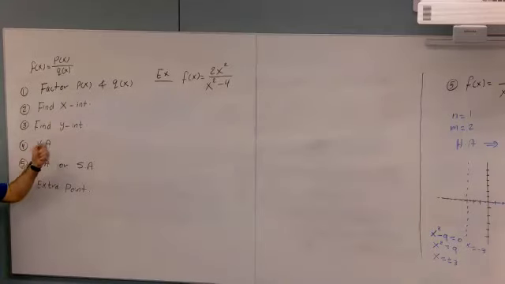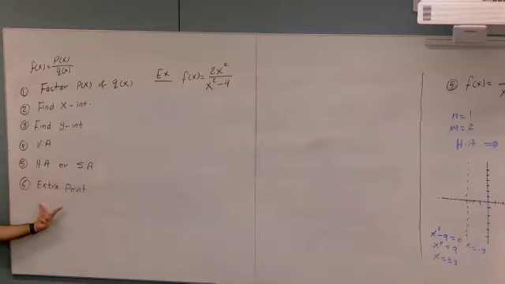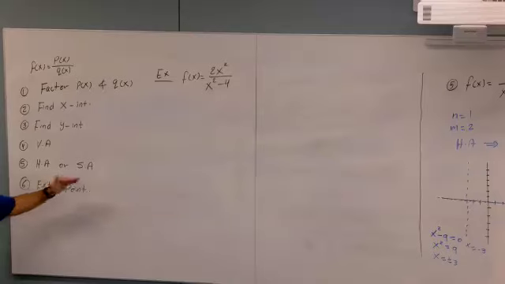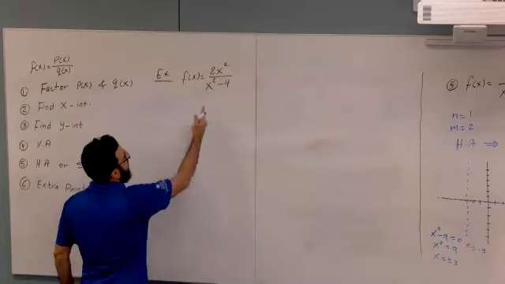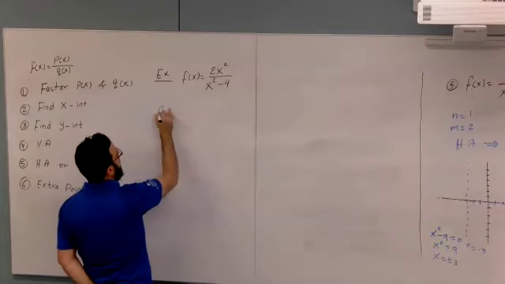So we need the x-intercept, we need the y-intercept. Then I'm going to find the vertical asymptote. I'm going to find the horizontal asymptote, or in case, the slant asymptote. And then I'm going to choose extra points to locate how the graph looks like. It's the last step. So let's start doing it step by step. Step 1, which says what? Factor the polynomial.